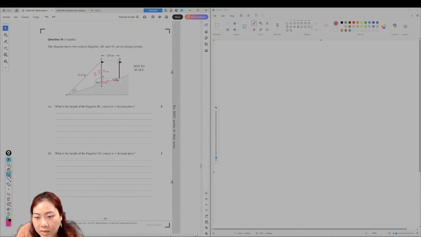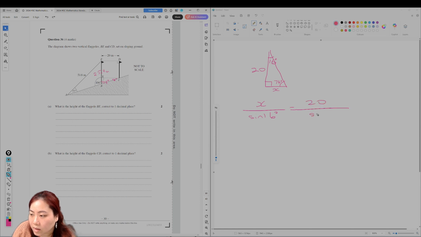That's 20 meters. And I want to find the length of that. I could use the sine rule again, actually, because we have a side and the corresponding angle. I can't see why I couldn't do that, so I'm going to do it. X over sine 16 degrees is equal to 20 on sine 74 degrees. X is equal to 20 sine 16 degrees on sine 74 degrees.